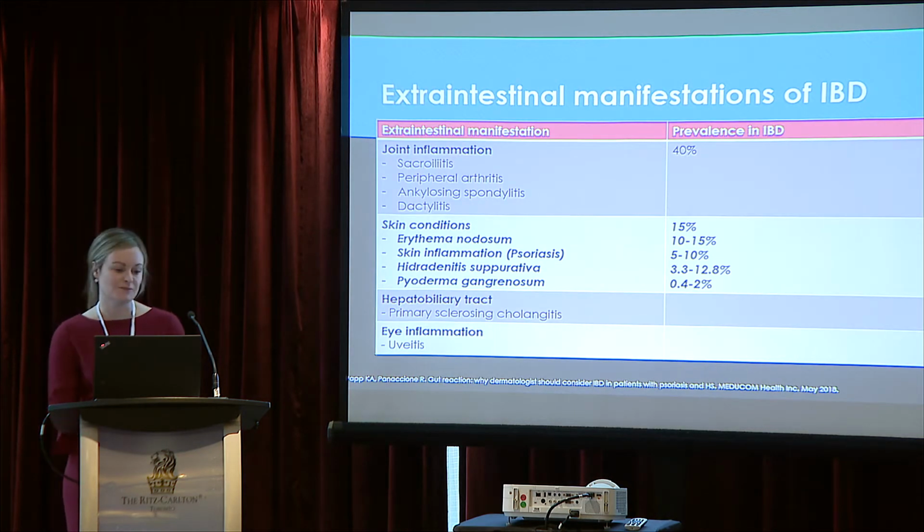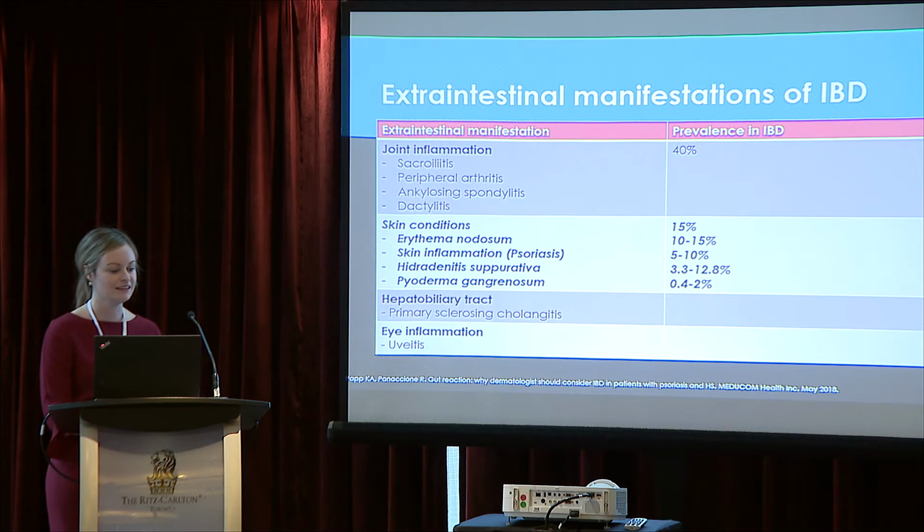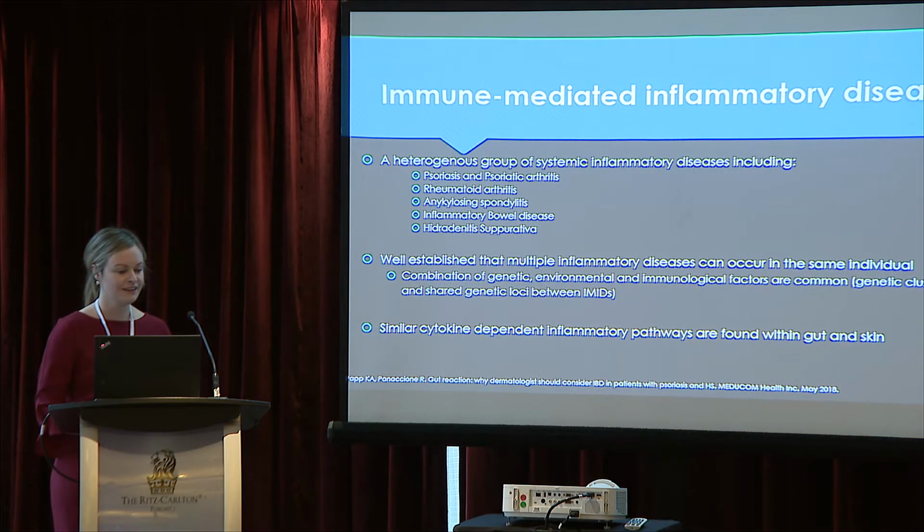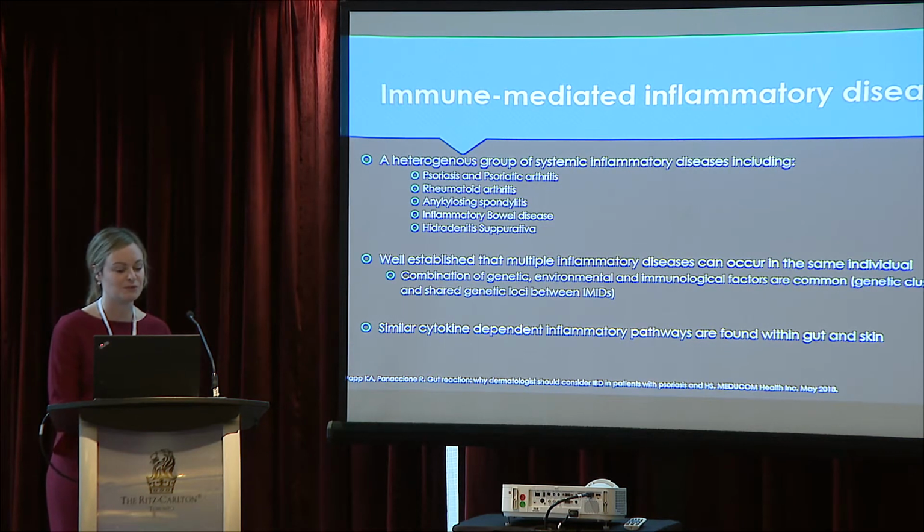So as an overall summary of all the extraintestinal manifestations of IBD, most of you know that there is obviously joint inflammation that occurs in about 40% of patients. What we'll focus on today are the skin conditions, and about 15% of patients have some form of skin manifestation of their IBD. And then hepatobiliary tract and eye inflammation are also quite common. And you may wonder why we're starting to see these groups of systemic inflammatory diseases that come up again and again in the same type of patient populations.